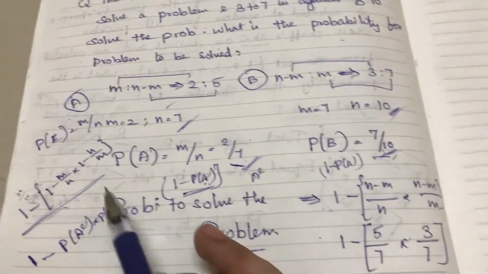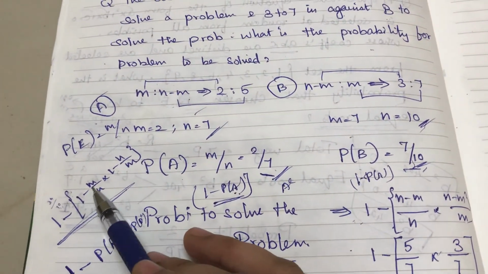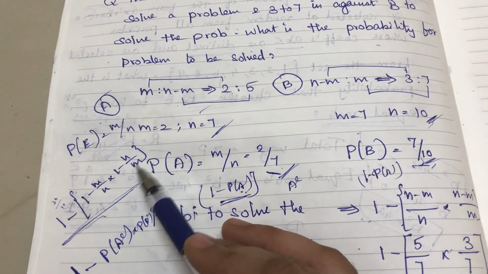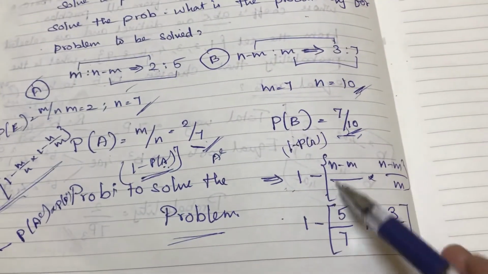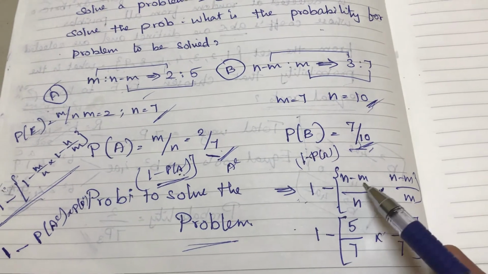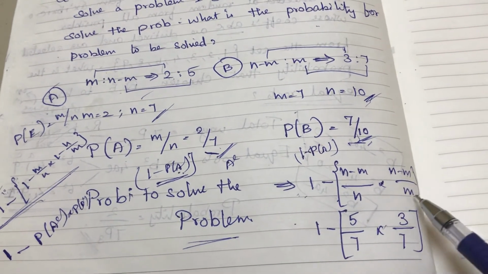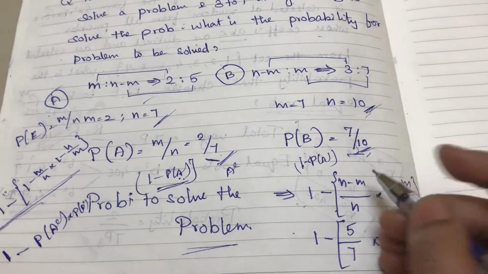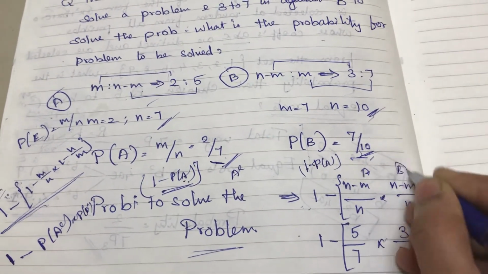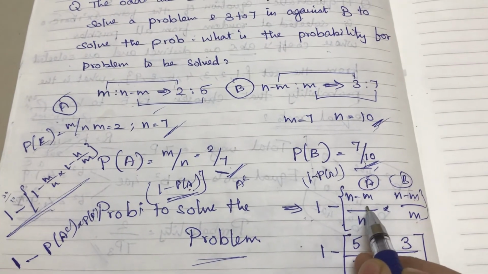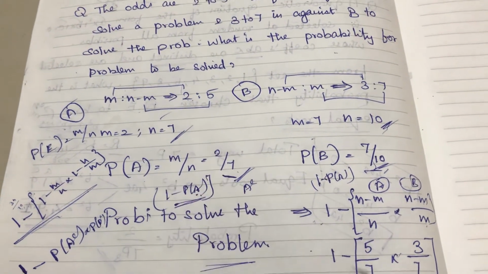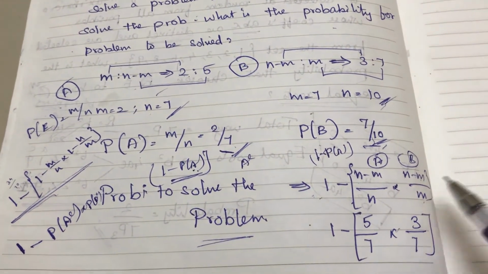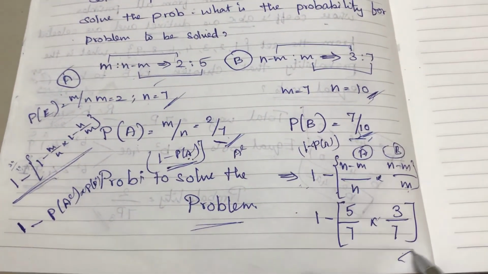So I can write this as 1 minus of M by N into 1 minus of N by M. Just multiply these and you will get N minus M by N, N minus M by M. We know the values here. This is for A and this is for B. What is N minus M for A? It is 5, so 5 by the total, N is 7. Just substitute the values and you will get the answer.